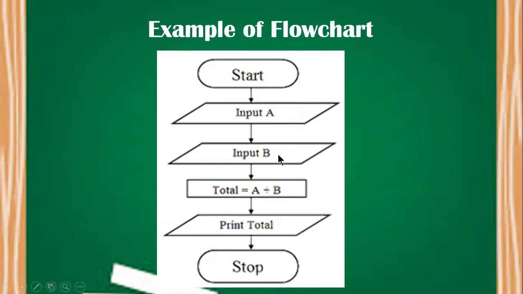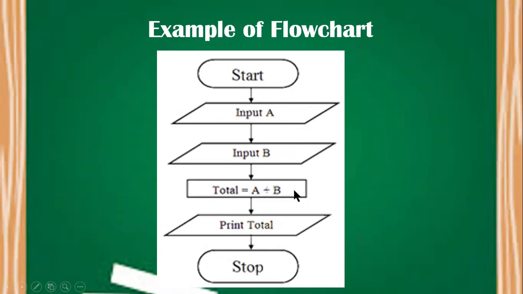Or you want to take input of another number, that is called b. So you can use another parallelogram or input output box for taking input b. You can also take input A and B in the same box as well. There is no need to write or draw another box. But for explaining to new students how they could draw a flowchart, for that purpose, I use separate input output boxes. That's why I use input A and input B.